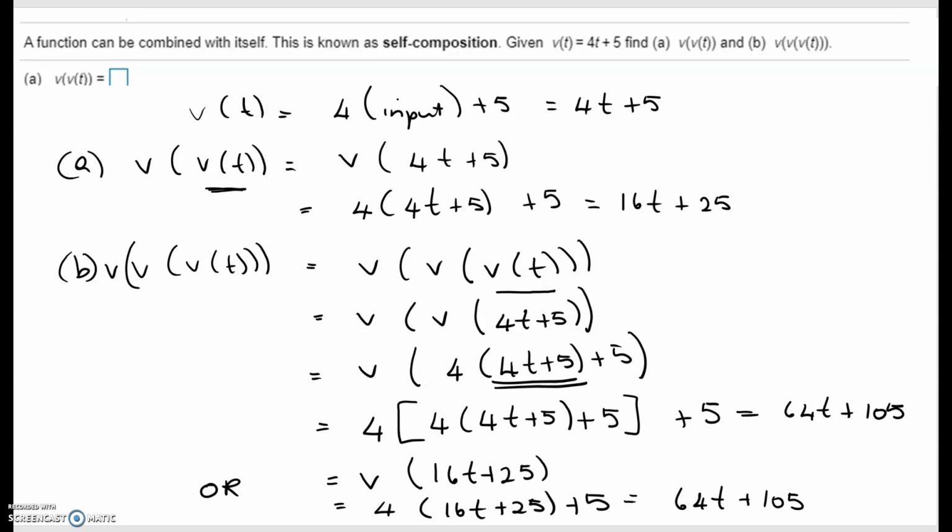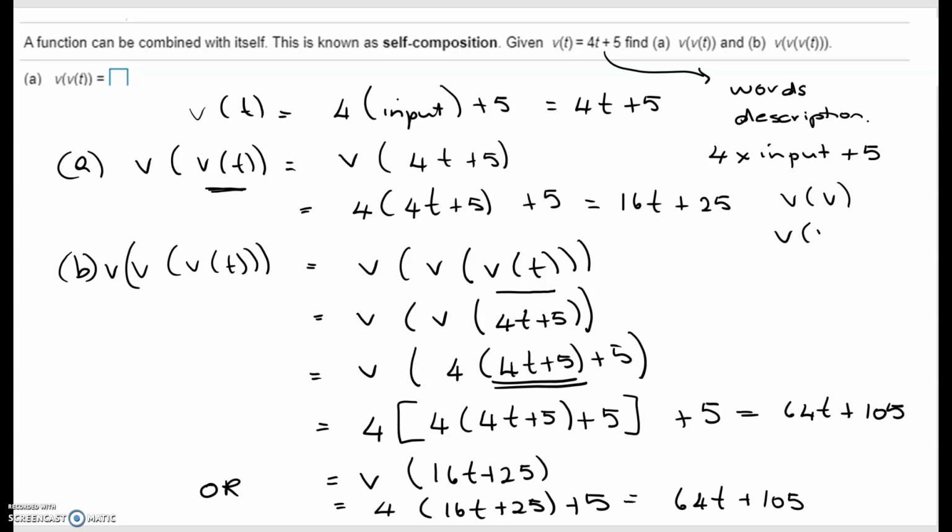So the idea is that you create your function, you turn it into words, you turn it into a description. This one says 4 times input plus 5. And the self-composition means you just do it again. So v of v means you do it twice, and v of v of v means you're doing it 3 times. So it's just putting in an input and doing the rule, putting in an input, doing the rule.